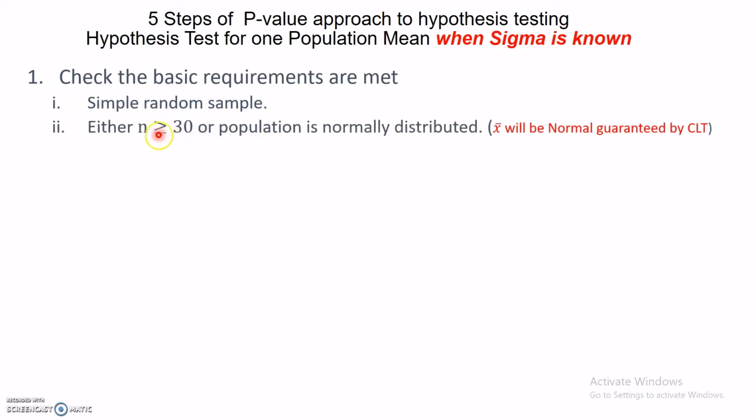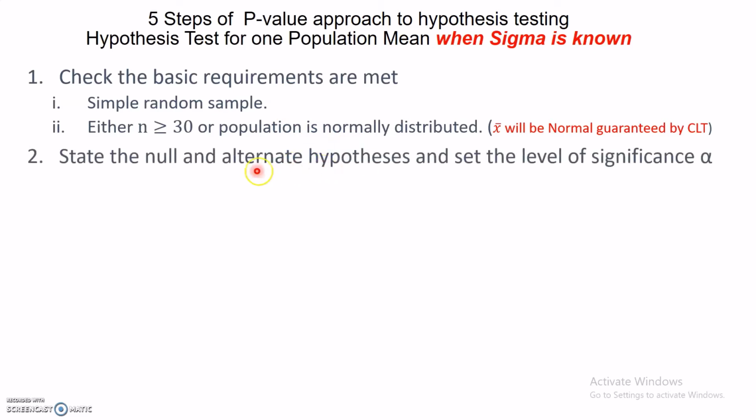Number 2, either the sample size is greater than 30 or the population is normally distributed. And if you remember from chapter number 7, the previous chapter, the central limit theorem, this condition will guarantee that our sampling distribution is normally distributed, and this is guaranteed by the central limit theorem. If you don't know what I'm talking about, please look at my previous video for this one. So we either require sample size, n, greater than 30, or the population is normally distributed. So once these basic conditions are met, we are good to go to perform a hypothesis test.